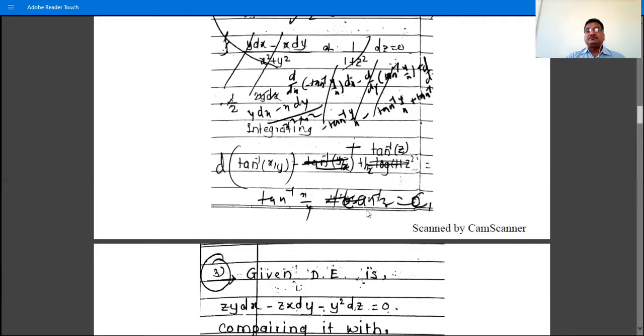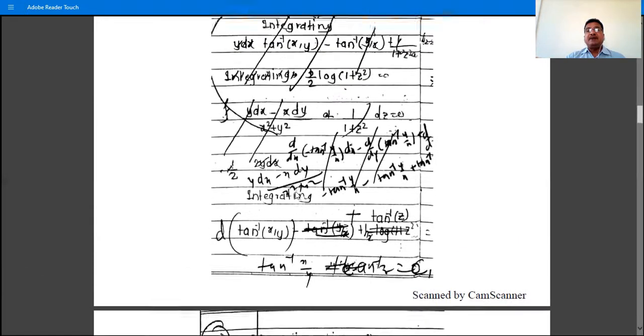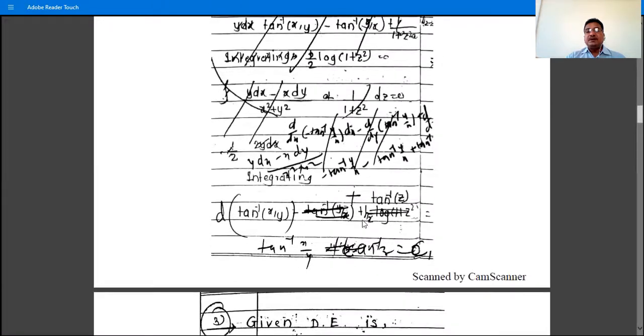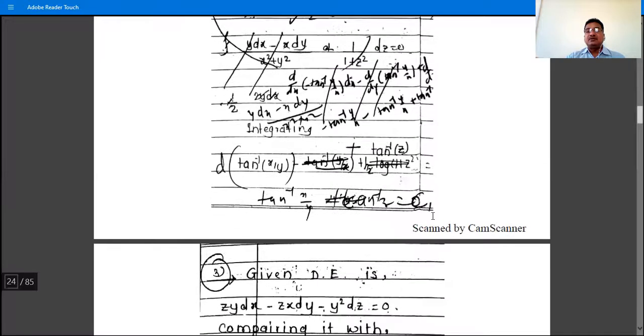And 1/(1 + z²) is the derivative of tan⁻¹ z. And therefore, after integration, what do we have? tan⁻¹(x/y) plus tan⁻¹ z is equal to a constant of integration. So this is the solution.